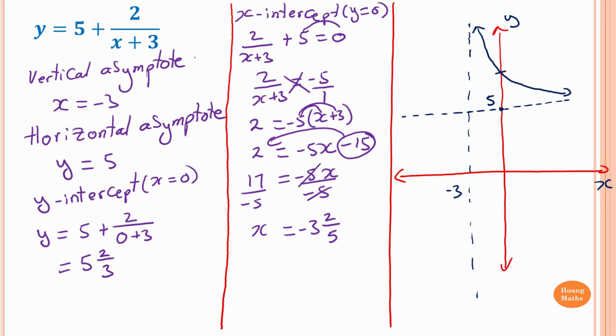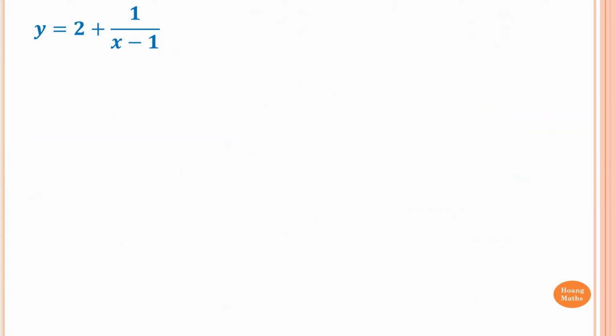So this is y-intercept, that is 5 and 2/3. And to sketch this quadrant here, the graph is something like that. So I just clear this -3 first. So this -3 here. And the x-intercept is -3 and 2/5. So this is y is equal to 5 plus 2 over x plus 3. Please stop the video and try this one yourself.